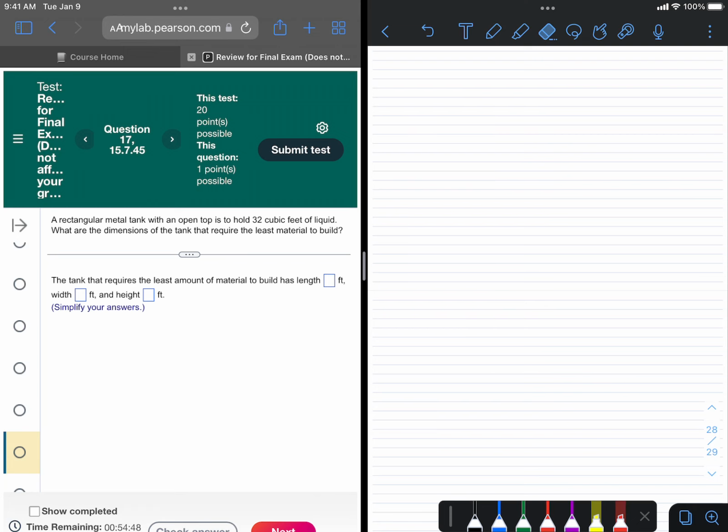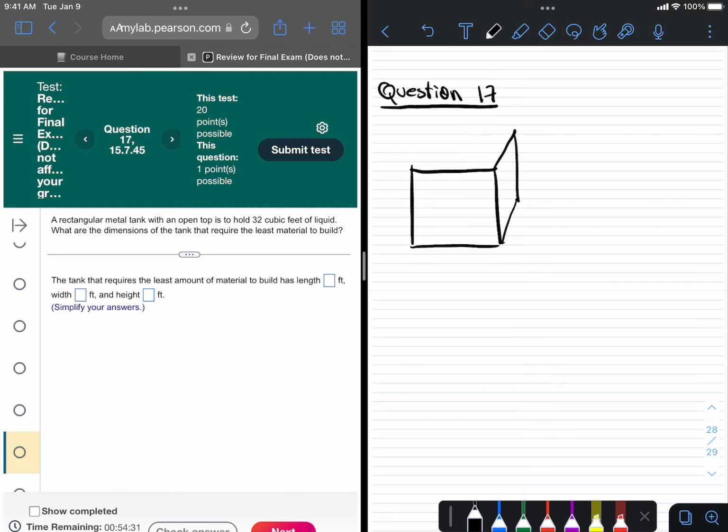So we're asked to find the dimensions of a tank that minimize the amount of material used. The condition we're given is that the tank must hold 32 cubic feet of volume. So the volume needs to be 32, and you're trying to minimize the area. The other important fact is that the tank has an open lid, so there's no top side.